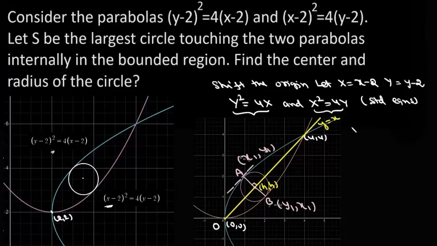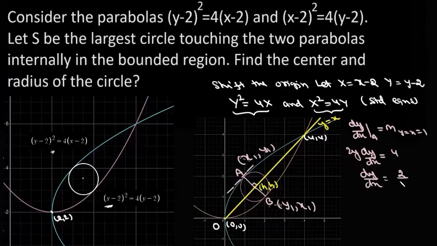So that means dy/dx at A must be equal to the slope of the line y = x, which is 1. This A lies on the curve y^2 = 4x. So we differentiate and get 2y dy/dx = 4. So dy/dx = 2/y1, and this is equal to 1. From here we get y1 = 2. Now if we put y1 as 2, we get x1 as 1. So the value of x1 is 1.